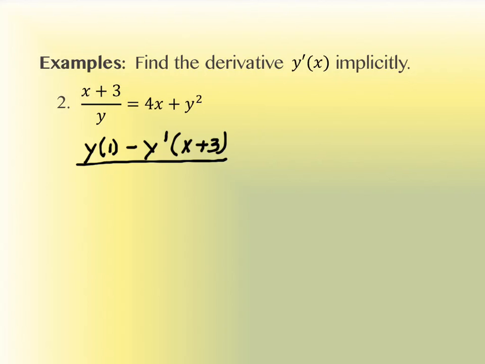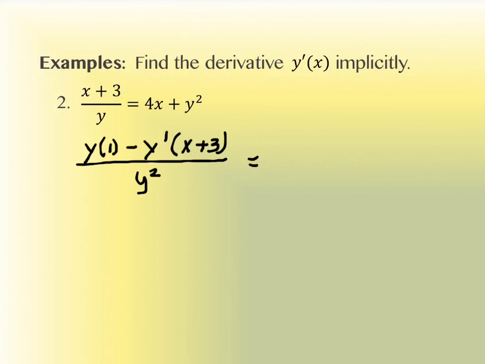Because y prime is the derivative of y. Down here, the derivative of y is y prime. Is everybody else okay with that numerator? Now's the time to ask if you're not. Okay, the denominator then is going to be y squared. All right, we're on the other side of the equation now.